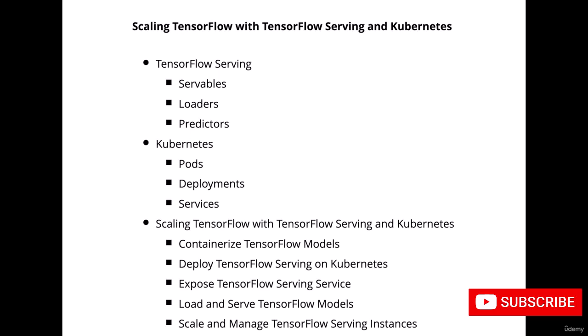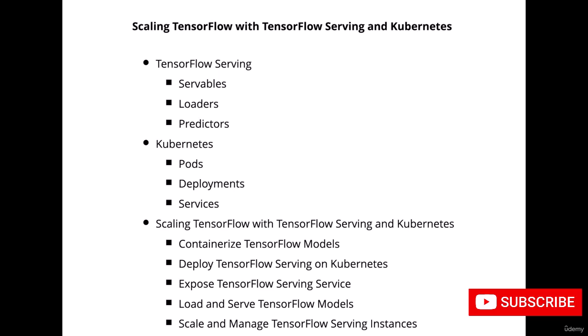Deployments. Deployments define the desired state of a set of pods and manage their lifecycle. Deployments handle tasks such as pod creation, scaling, rolling updates, and self-healing in response to failure or changes in resource requirements. Services. Services provide network connectivity to pods and enable communication between different parts of a distributed application. Kubernetes services abstract away the underlying network topology and provide a stable endpoint for accessing pods.